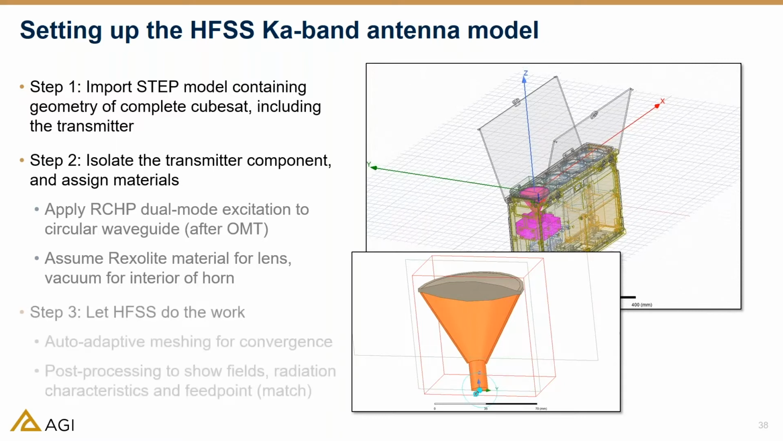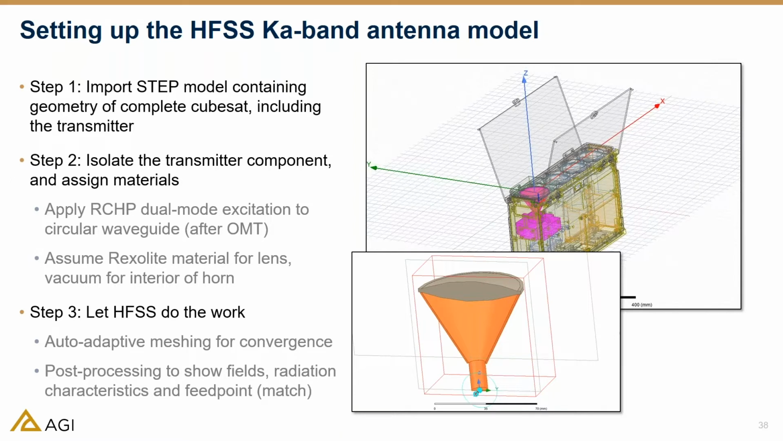Next. Then finally, we let the HFSS solver do the work. Our solver employs automatic adaptive meshing in order to find the best balance between convergence of results and the minimization of computer and time resources required.